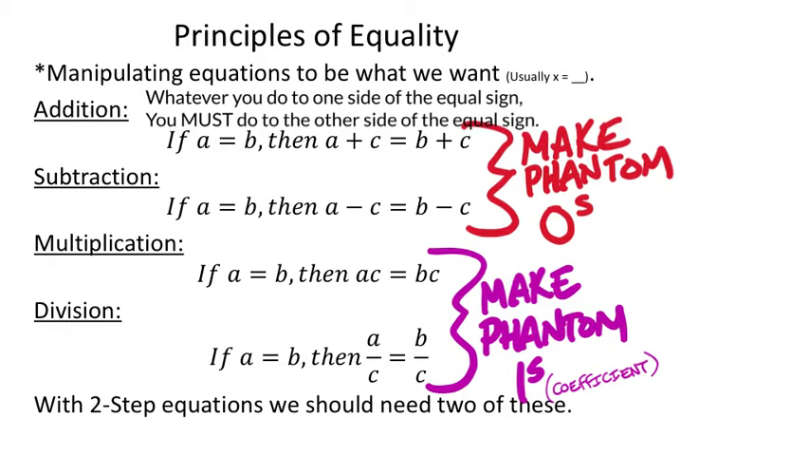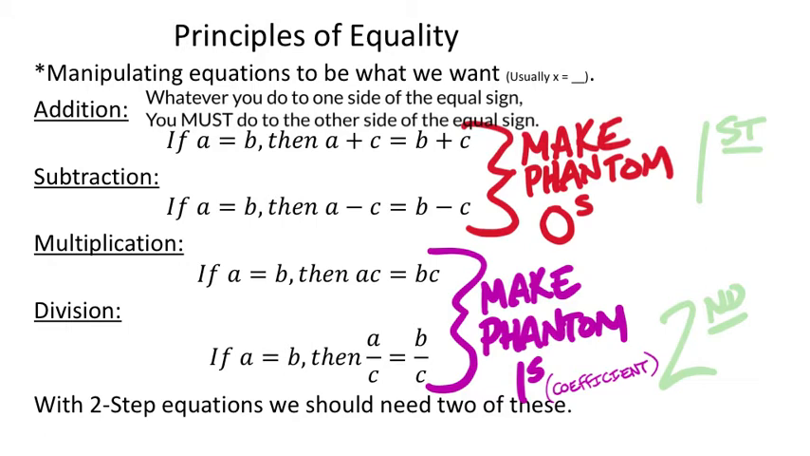Now this last note down here with 2-step equations, when it says 2 steps, it just means 2 principles of equality, which is why that's part of our objective, okay? You need 2 of these principles of equality. Usually one of each, either you're going to make a phantom 0 and then a phantom 1, and it usually happens in that order, by the way, okay? So you're going to make your phantom zeros first, and then you're going to make your phantom 1s second, all right?